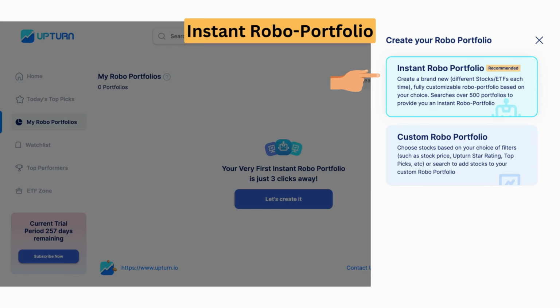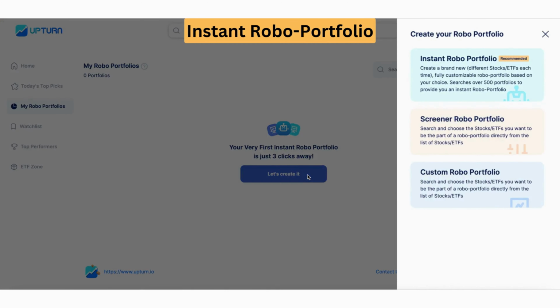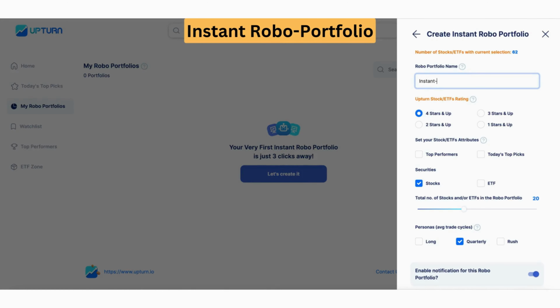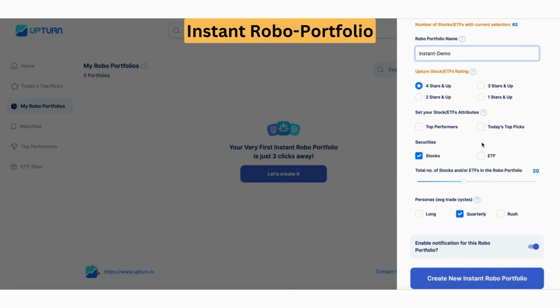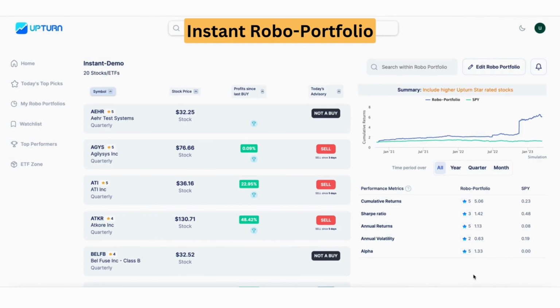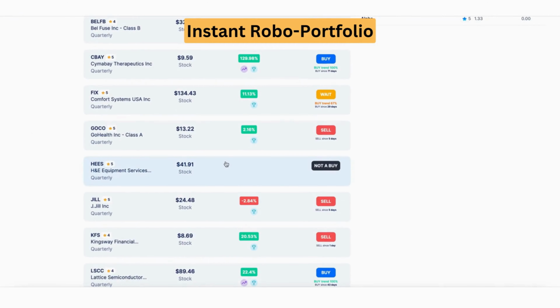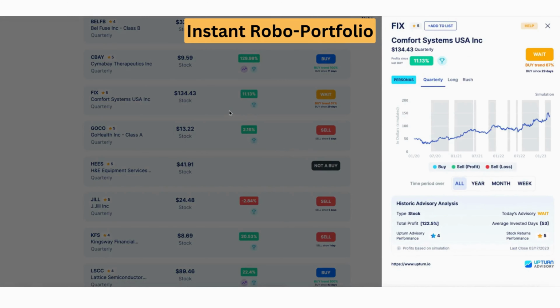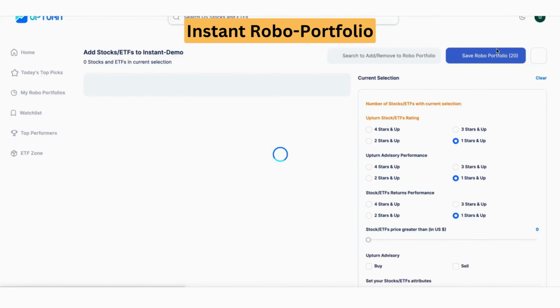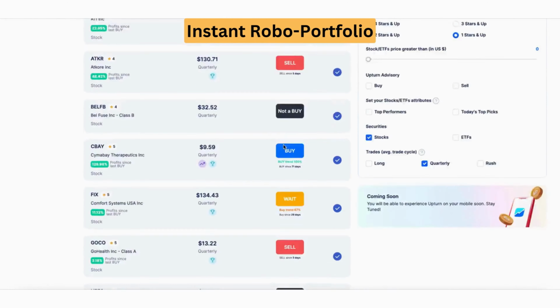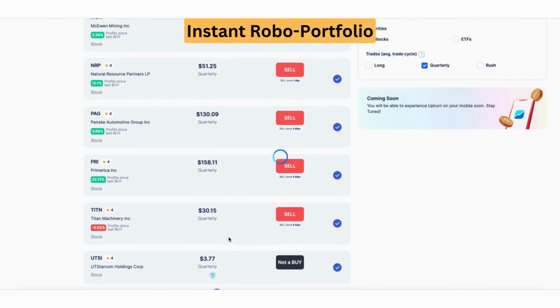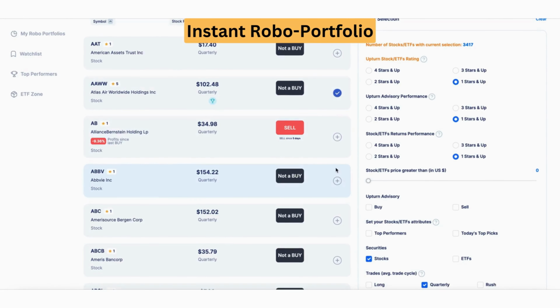To further discover stocks or ETFs to invest in, users can create robo-portfolios, which are a collection of stocks or ETFs based on user-provided filters or criteria. One way of creating robo-portfolios is through an instant robo-portfolio as shown here. The instant robo-portfolios feature also allows users to build a portfolio within seconds, usually 20 to 30 seconds, based on user-provided criteria. In the back end, Upturn builds 500 simulated portfolios of stocks and ETFs based on user-provided criteria and chooses the portfolio with the most impressive historic performance and Sharpe ratio among them.